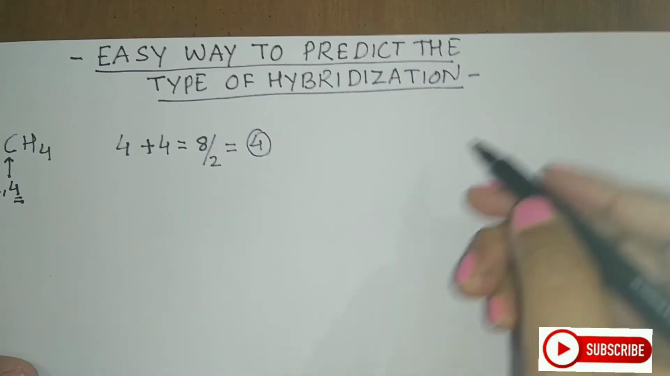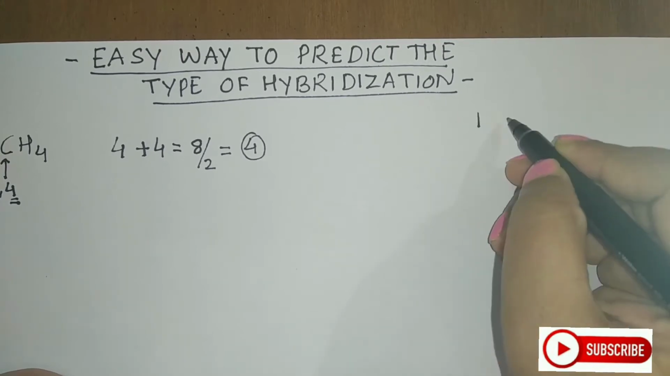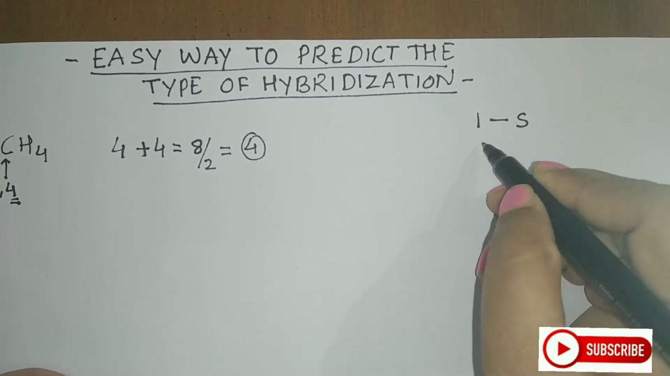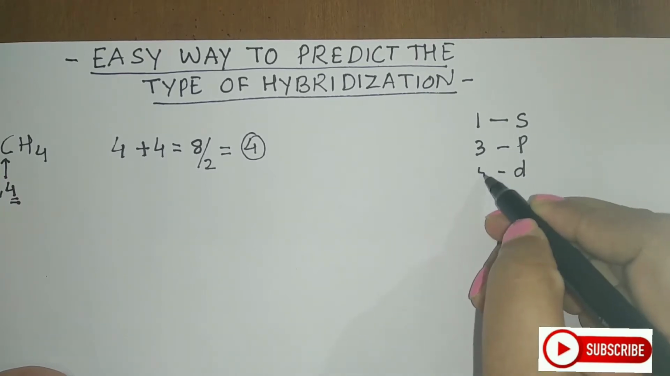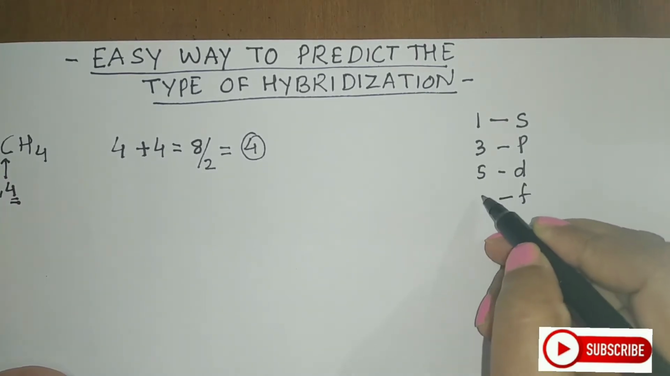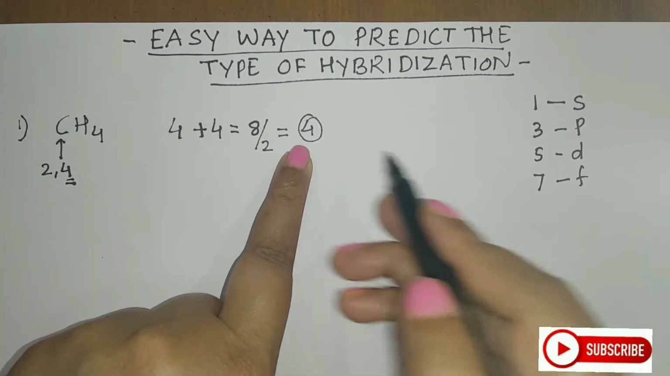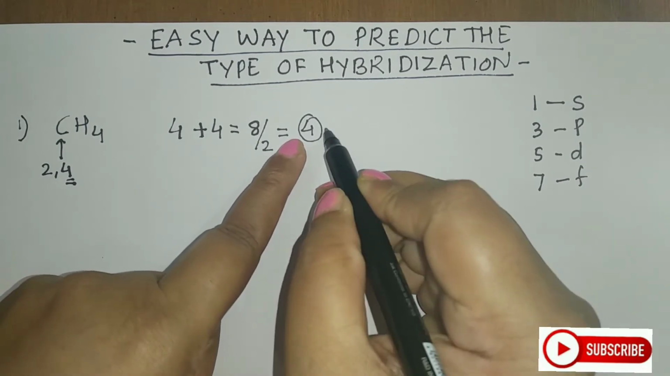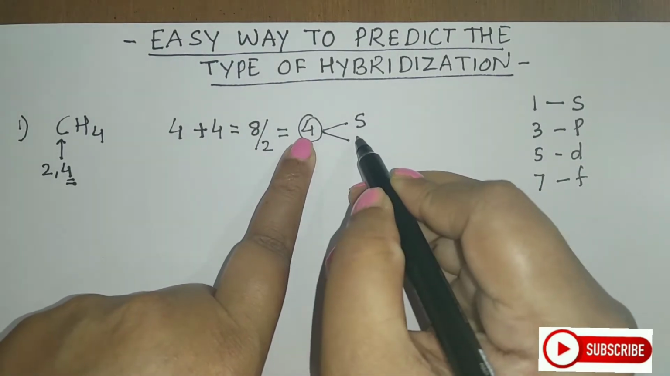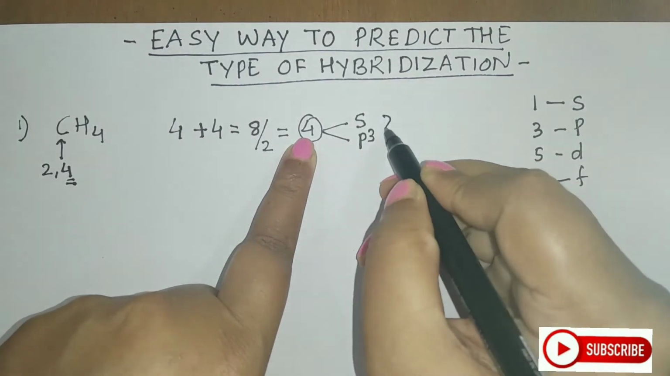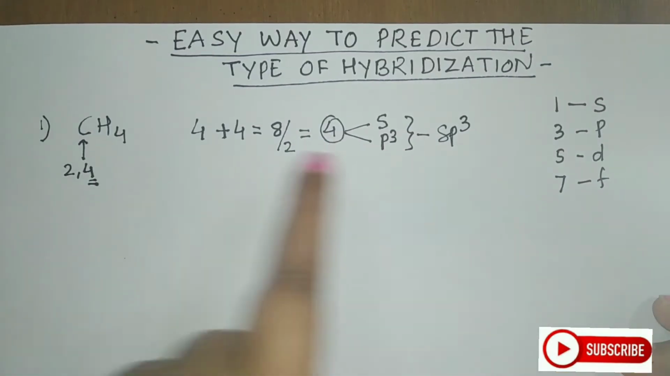Now students, you know that if there is one orientation, then it is S. For P, we have 3 orientations. For D, we have 5 orientations. And for F, we have 7 orientations. Now we have to use this 4 to form the type of hybridization. So first I will write S, remaining here is 3, so I will go for P3. So the type of hybridization I will have on carbon in methane is sp3.